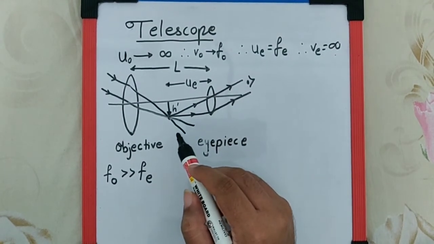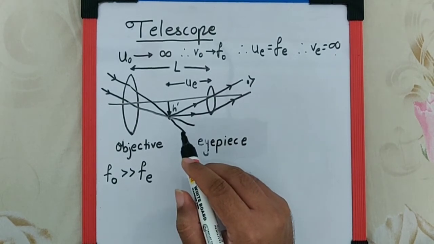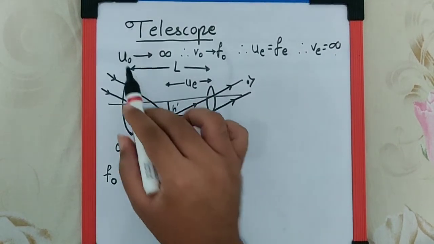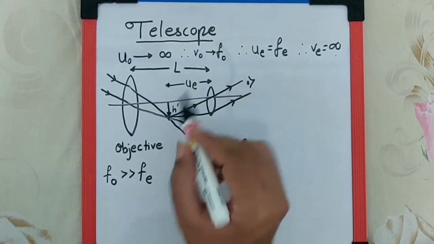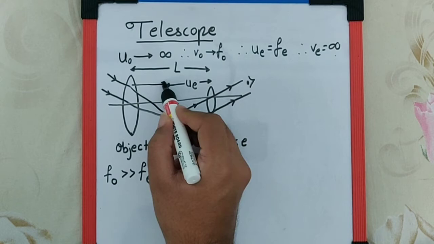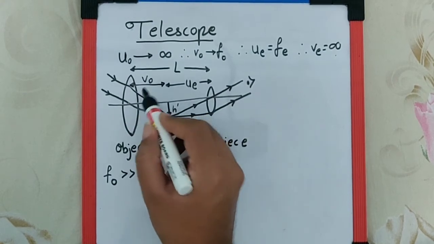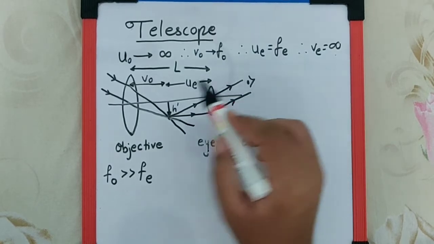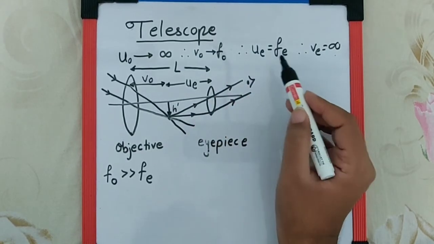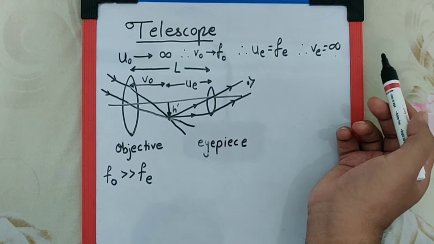So please understand, this is in general condition. So if nothing is mentioned, you can always assume object distance from objective is infinity, which means the image distance for the objective is at the focal length, so VO is FO. We arrange the eyepiece in such a way that UE becomes equal to FE, and so the final image is formed at infinity.